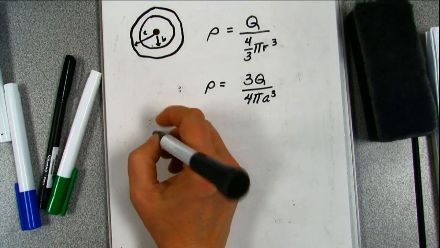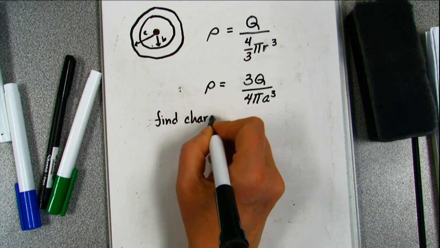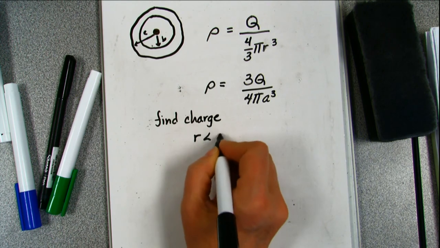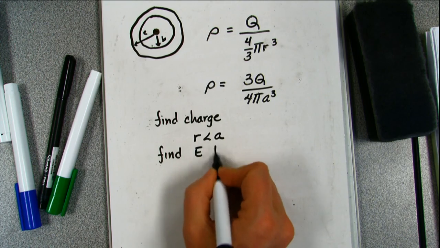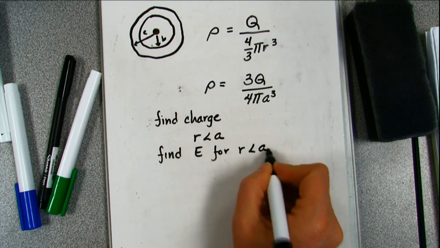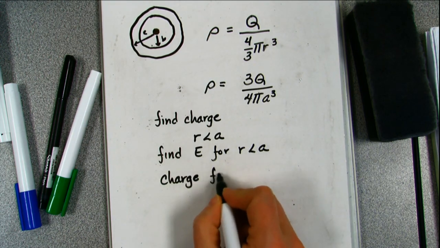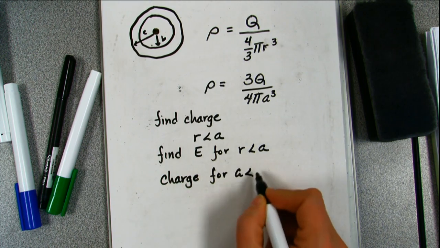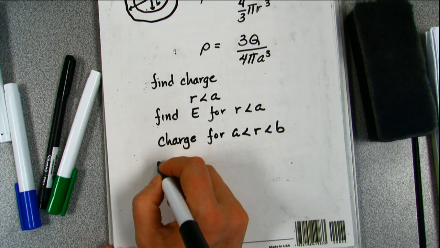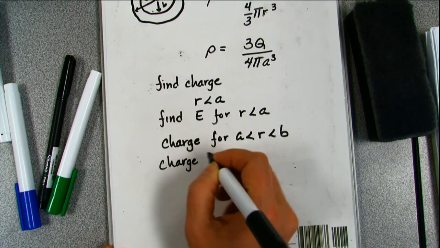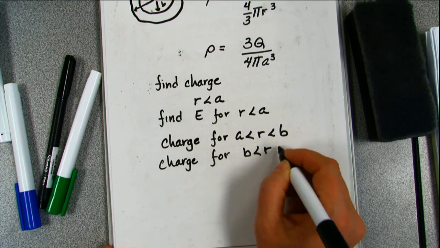So what I want to do is find the electric field for when R is less than A. I want to find the charge for R greater than A but less than B. I want to find the charge for the case when R is greater than B but less than C.